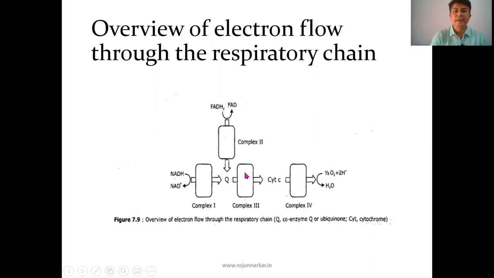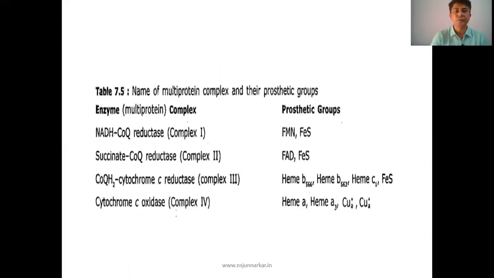reduced to water. If the electron donor is FADH2, then the electrons are received by complex 2. Through complex 2, the electrons are pumped to the quinones, and then the electrons are given to complex 3, cytochrome C, and complex 4, and then the terminal electron acceptor, that is molecular oxygen.